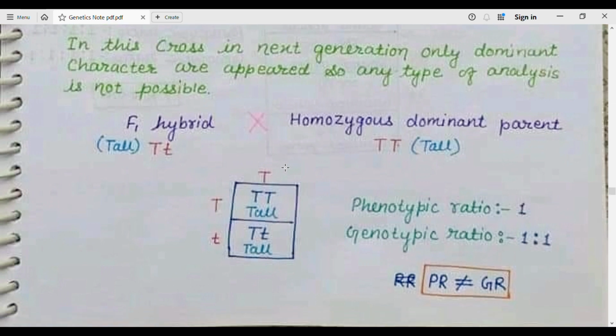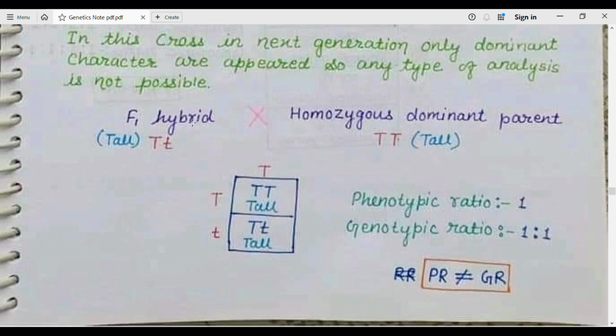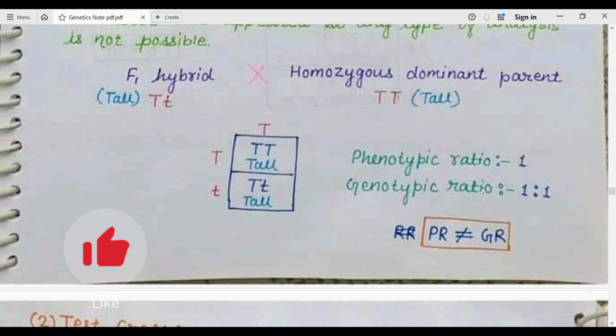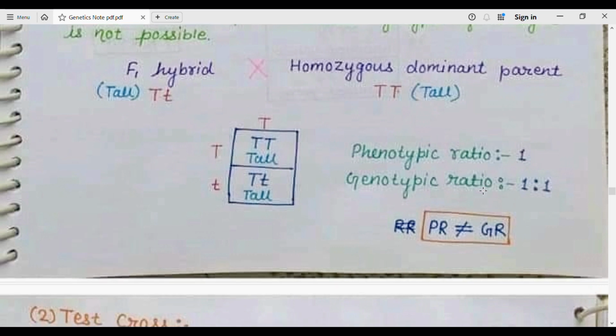So what is an out cross? The crossing of the F1 hybrid, that is heterozygous, with their parent which is homozygous dominant, which is tall. So you see here in the checkerboard that the phenotypic ratio is all one type, while in the genotypic ratio, one is homozygous tall and the other is heterozygous tall. So the genotypic ratio is 1:1. So in case of out cross, the phenotypic ratio is not equal to the genotypic ratio.